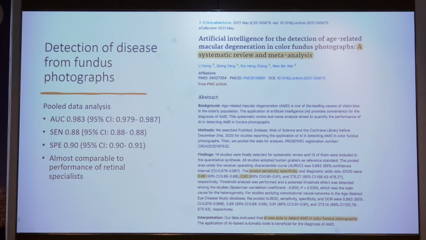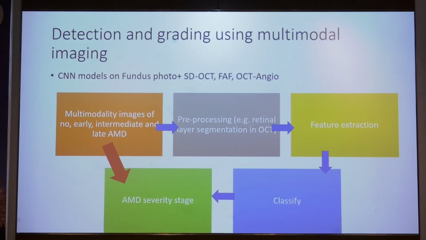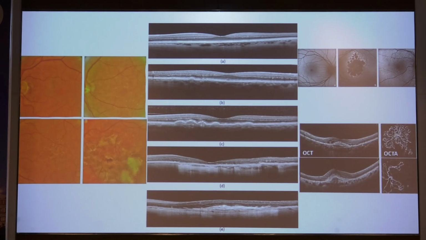So AI can detect the presence of ARMD and stratify it using fundus images, like we discussed in ROP. We can feed the images of no AMD, early AMD, intermediate AMD and late AMD, and then the machine, through deep learning, comes to a conclusion whether there is AMD, what the grade of AMD is, and what the risk of late AMD development is.